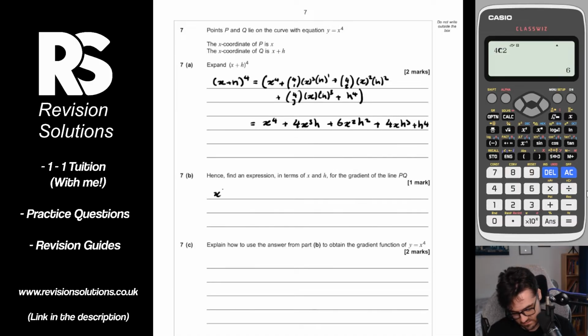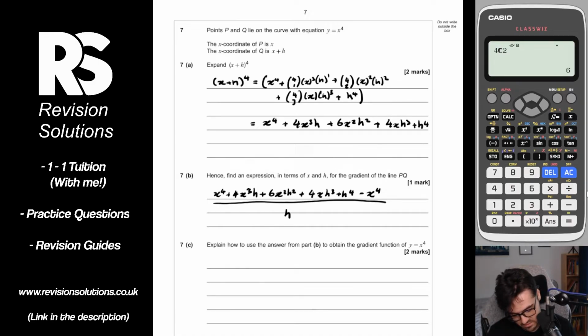So x to the 4 plus 4x cubed h plus 6x squared h squared plus 4x h cubed plus h to the 4, and then we take away the y-coordinate for our point P, which we get if we plug x into this, we just get x to the 4. So take away x to the 4, and then divide by the run, which is h, because it's h long from x.